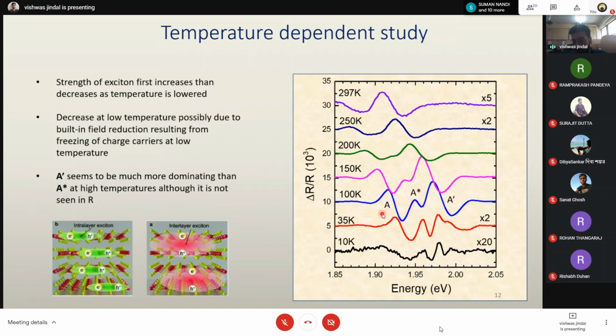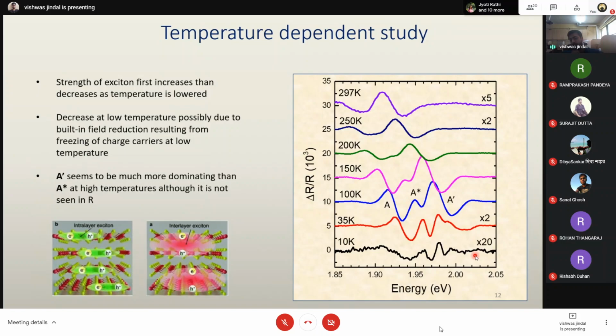And the next thing to notice, the three features don't have similar behavior with temperature. This middle one, the A star, is becoming more intense here, while the A and A dash are going down. And at the lowest temperature, you still see some presence of A star, but the A and A dash have completely disappeared. So one clue that we get is that this A star has some different origin from A and A dash. And now what can it be?